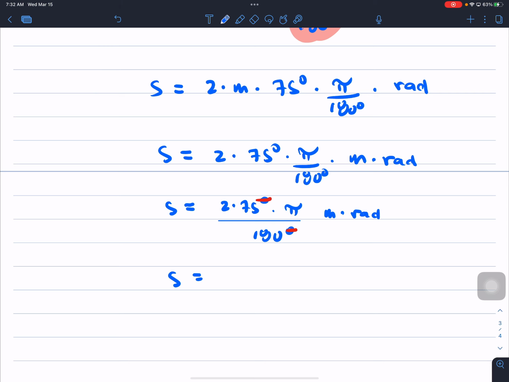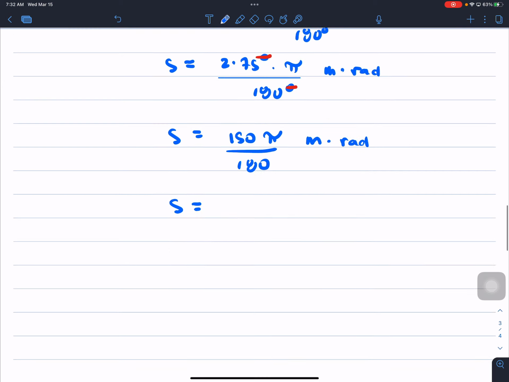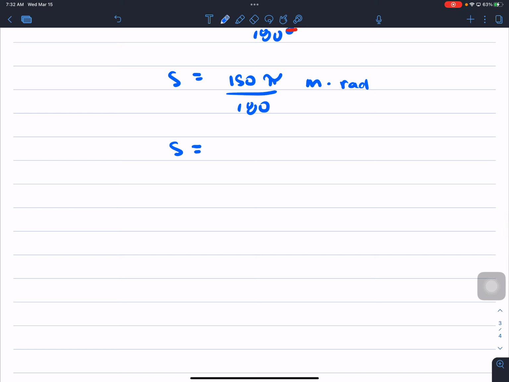You're going to convert. Now, what is 2 times 75? Isn't that 150? Okay, so I'm going to do a little bit of arithmetic, okay? And then, ladies and gentlemen, how do you simplify this? Do you guys know? 150, isn't that 15 times 10? And then isn't that 180 like 18 times 10? So what I'm saying is, you want to simplify that fraction here. And that's going to give us 15 pi over 18 meter radians. Okay?